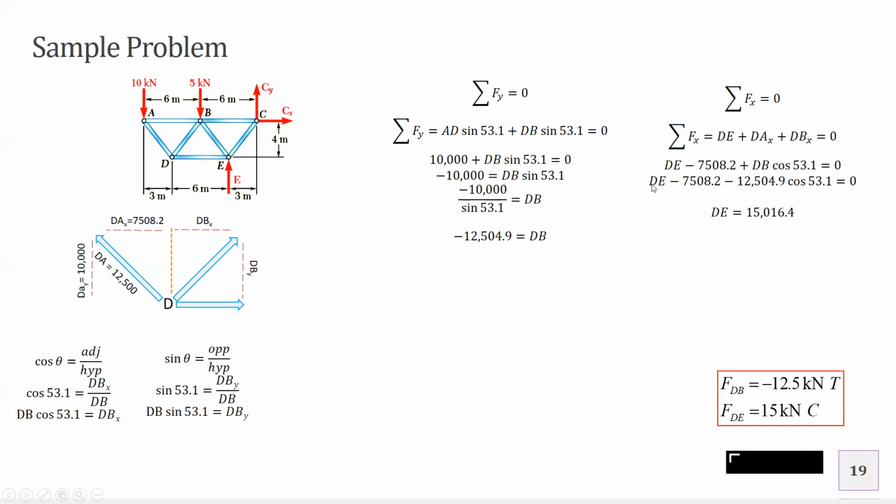So we plug it all into our equation and solve for DE. DE equals 15,016.4. And because it's a positive number, it's under compression. That means that this one is holding a whole lot more force than these other three. So these three can be a thinner material, but this one needs to be a very thick, stronger material, or this bridge will fail.